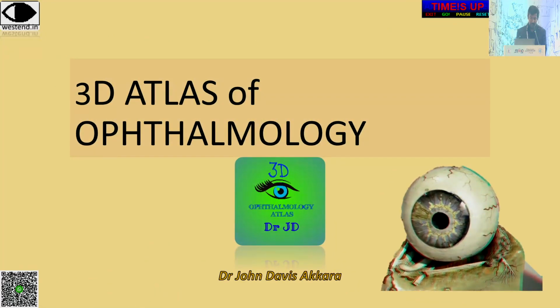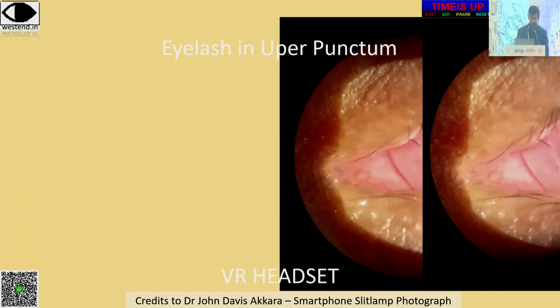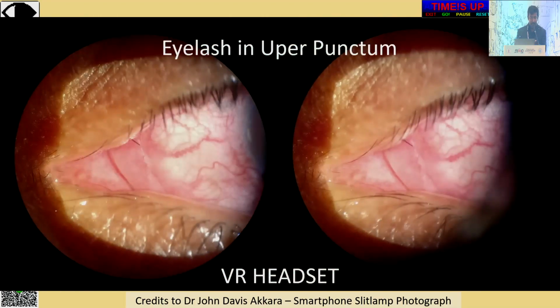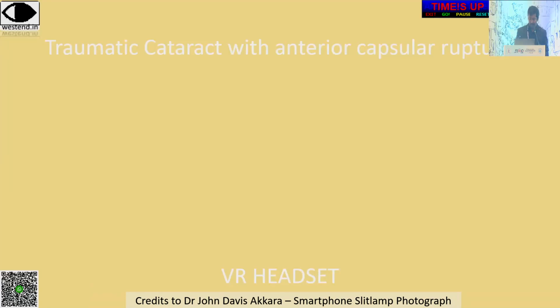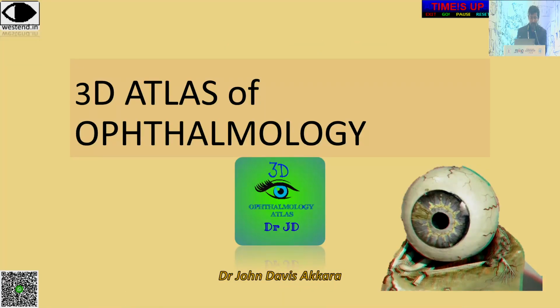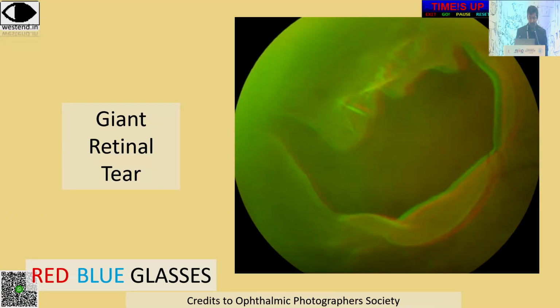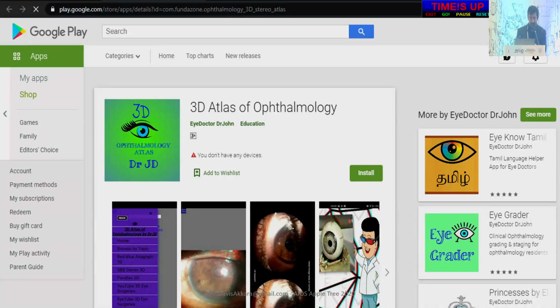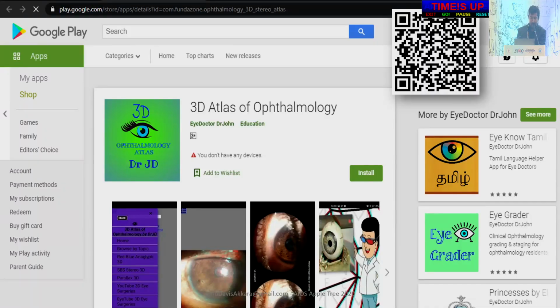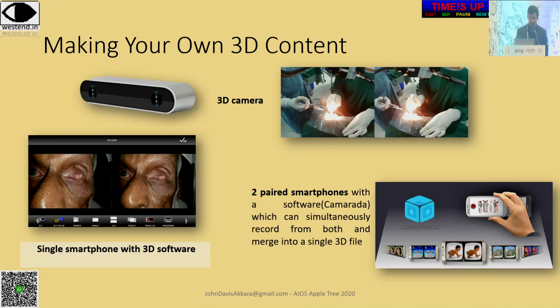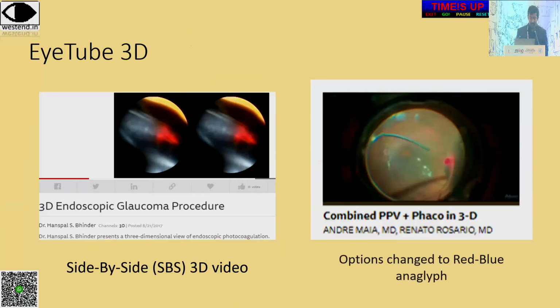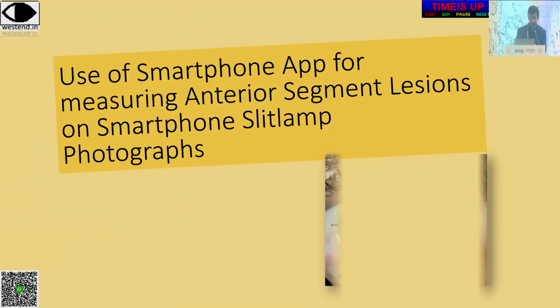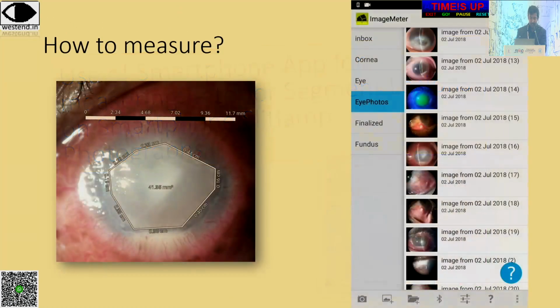3D, I don't have much time anyway, but I'll just tell you that you can take 3D pictures which can be viewed in the headset. You just look up this particular app, 3D Atlas of Ophthalmology, in the Play Store. You can use that. These are all 3D pictures taken with this app, and you can read more about it there. And images you can measure by using this particular app.